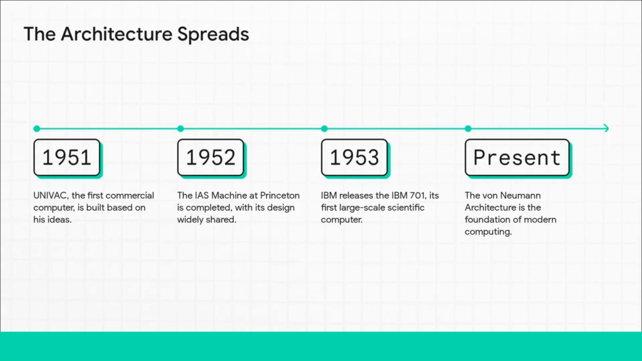By 52, the IAS machine at Princeton was finished, and its designs were shared with everyone. Then, by 1953, IBM releases its first big scientific computer based on that machine. Suddenly, everyone was building a von Neumann machine. And that fundamental structure, CPU, memory, input-output, that's the von Neumann architecture that is still the bedrock of computing today.